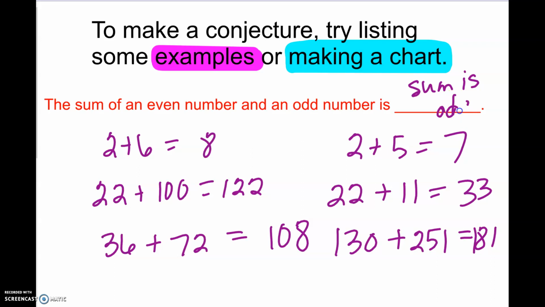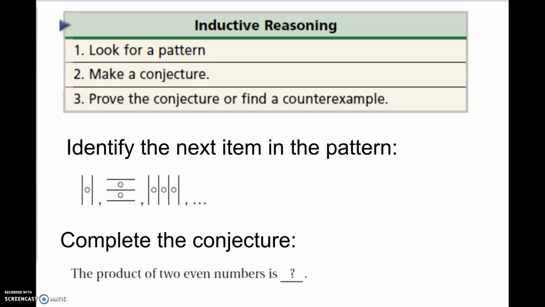So by looking at patterns and things that are happening here, we can make a conjecture that the sum is odd. All right, so we're going to look for a pattern, make a conjecture, and then we can prove it by giving examples or find a counterexample to make it not be true.